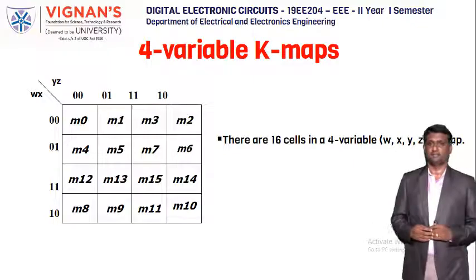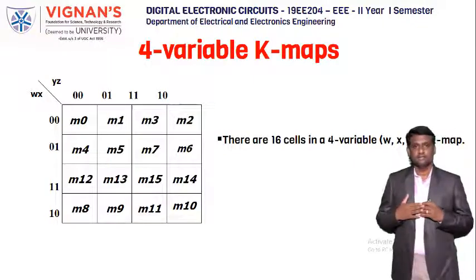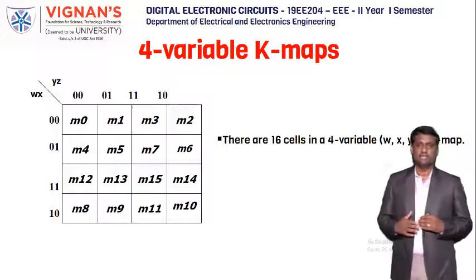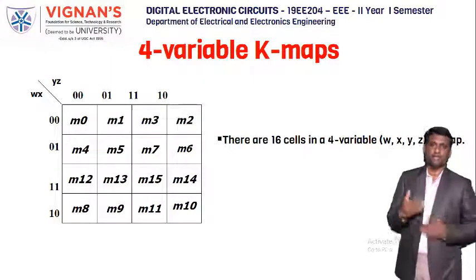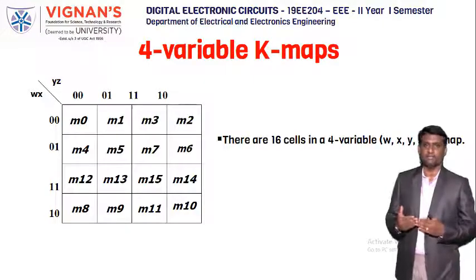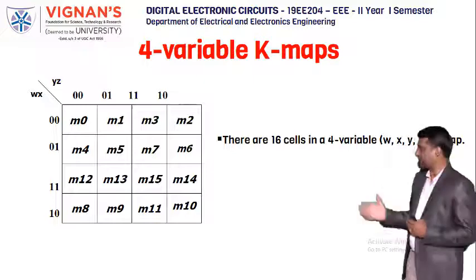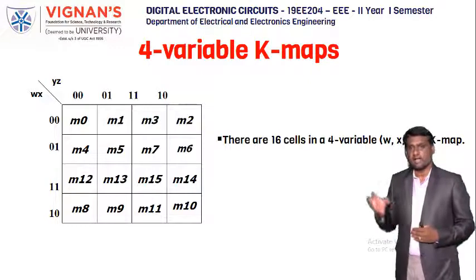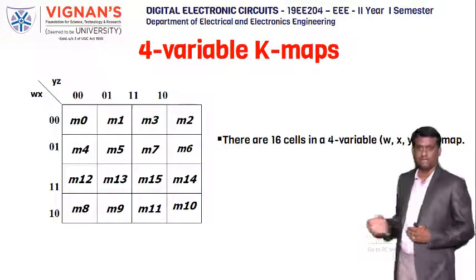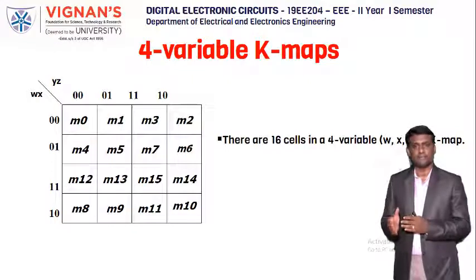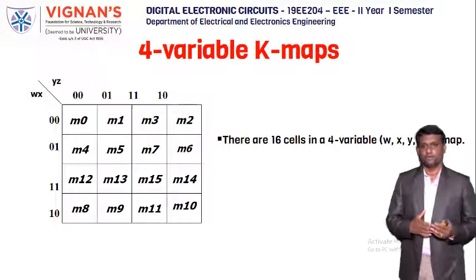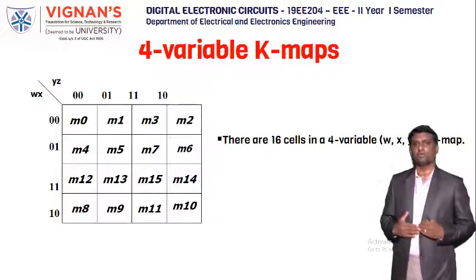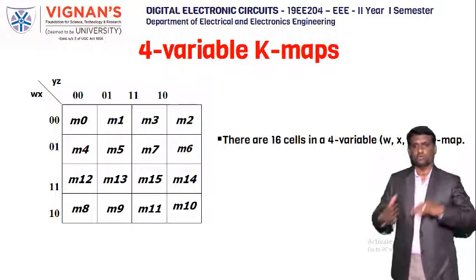In order to represent the 4 columns, 2 variables are assigned from the 4 variables. In order to represent rows, another 2 variables are used. In this example, I consider WX to represent the columns and YZ variables are used for representation of rows. Here also we have followed the 1-bit difference code, or gray code, for representation of columns and rows.